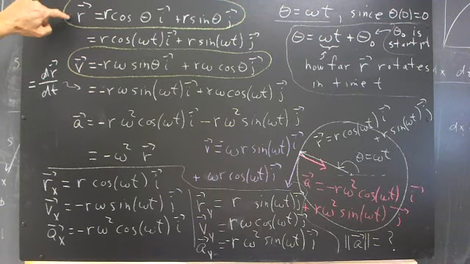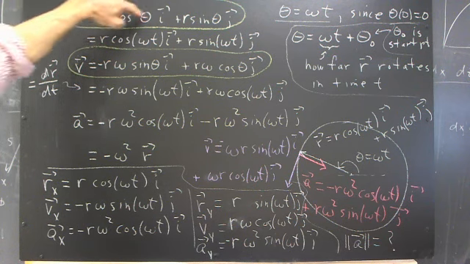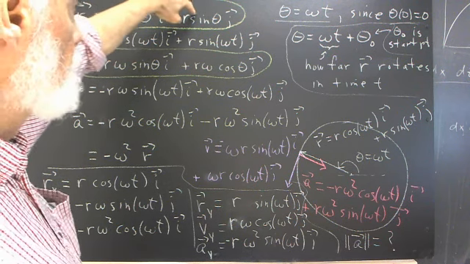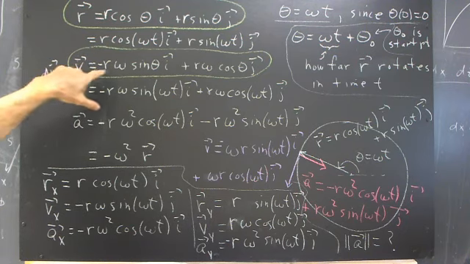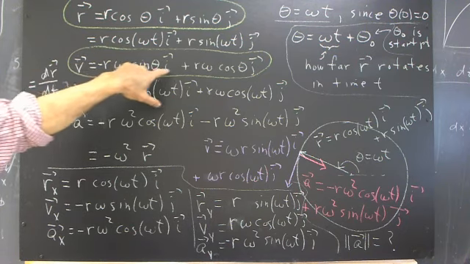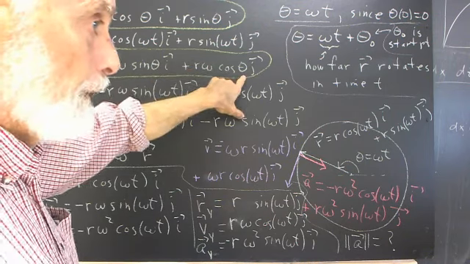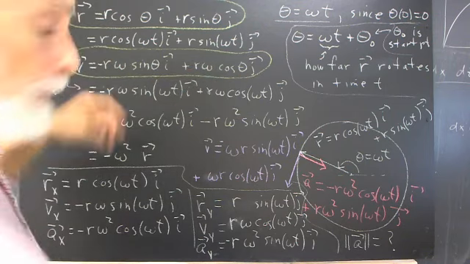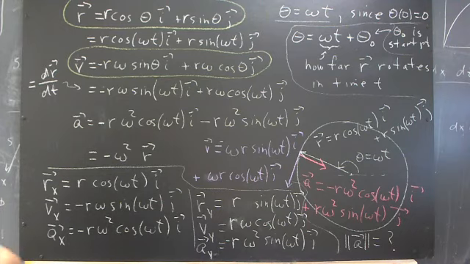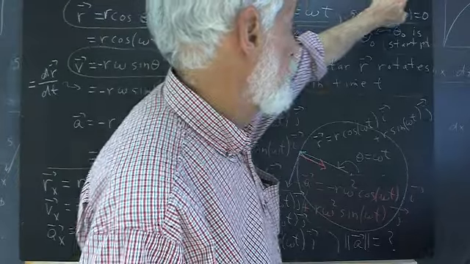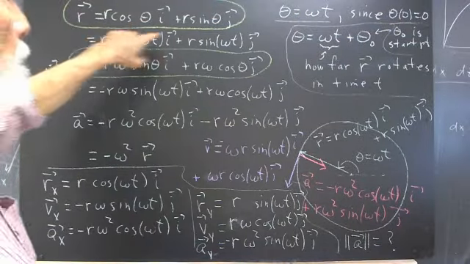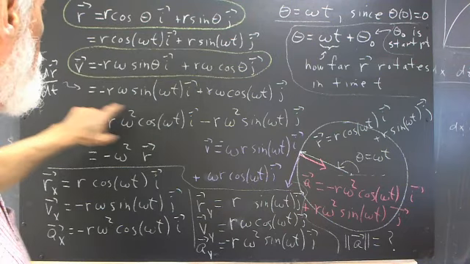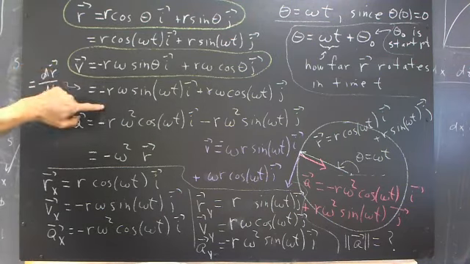From before, we know that r equals r cosine theta times i plus r sine theta times j, and v equals negative r omega times sine theta i plus r omega cosine theta j. Now, knowing that theta equals omega t, which follows since theta of 0 equals 0, we can replace theta with omega t here and here, getting these expressions for the r and v vectors.